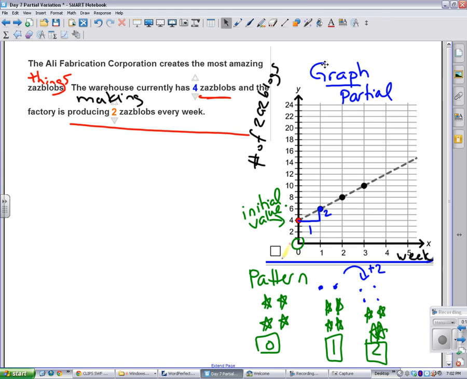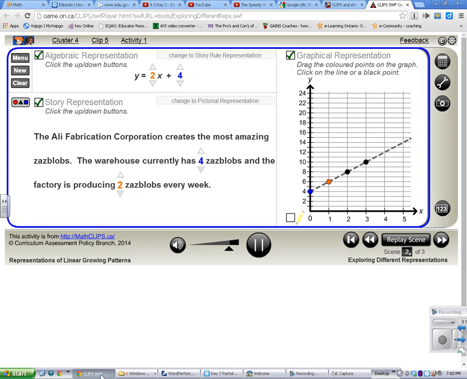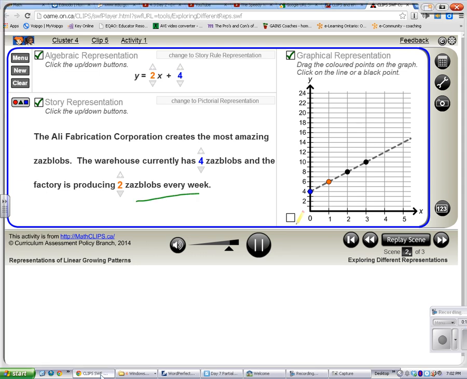I'm also going to go back to the representation on the other page and see what else I could do with that. So we see that we have the same representation. We have the algebraic equation, and again I'm starting at 4 thingies or zablobs, and I'm adding 2 of those each week. So that's one thing that I could do to represent it. And of course this is the most concise way because we have much less writing.